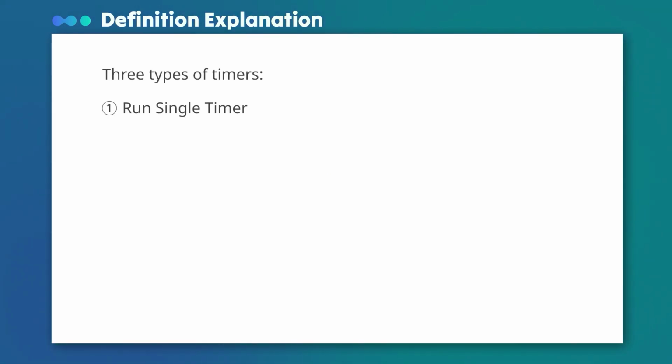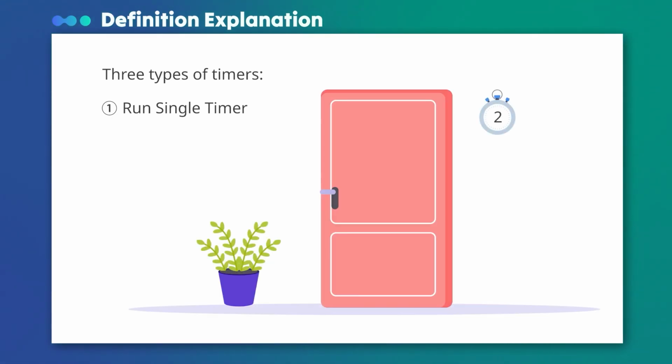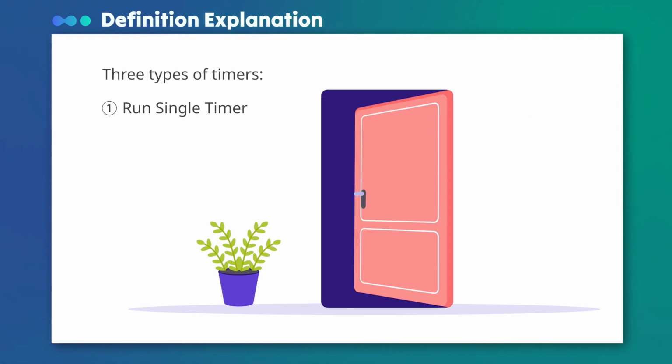The first one is run single timer. The action is executed after a set period of time. For example, wait 3 seconds and John's door will open.